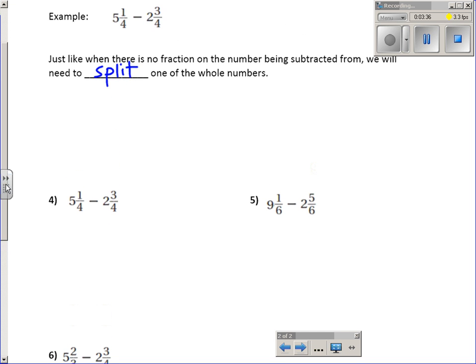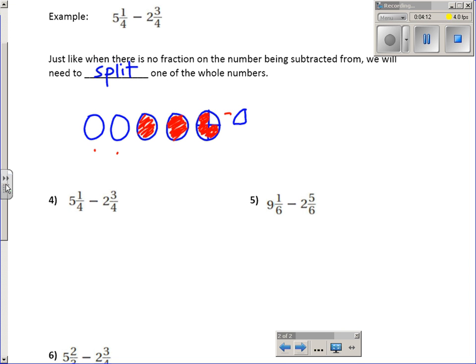Visually, that would look like this. 1, 2, 3, 4, 5, and then we have 1/4. And if we want to subtract 2 3/4, we would need to divide that into fourths. So that way we can take away 1, 2, and then 3/4, and we'd be left with 2 and a half.